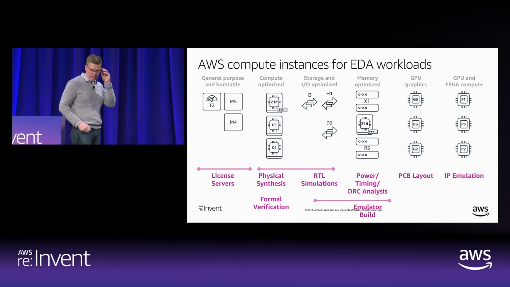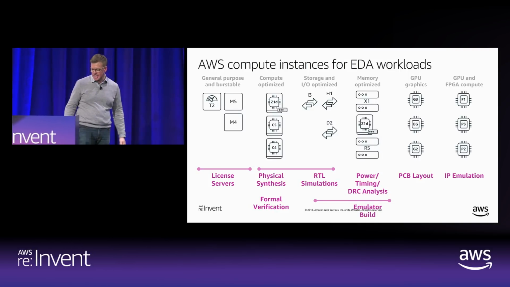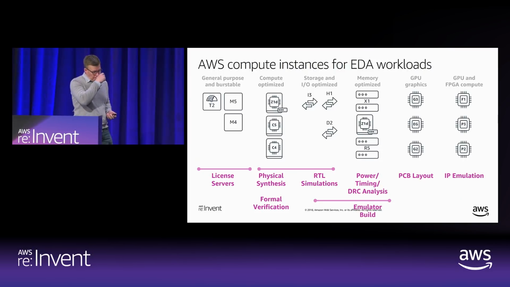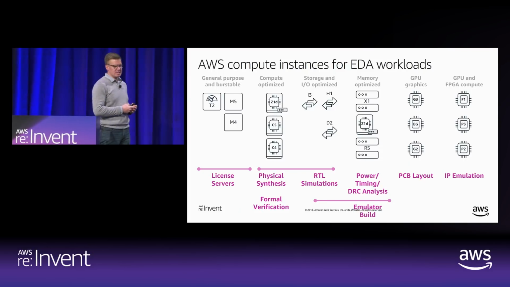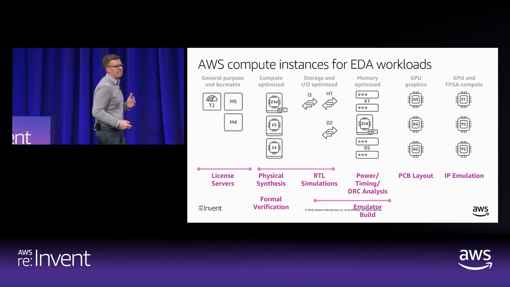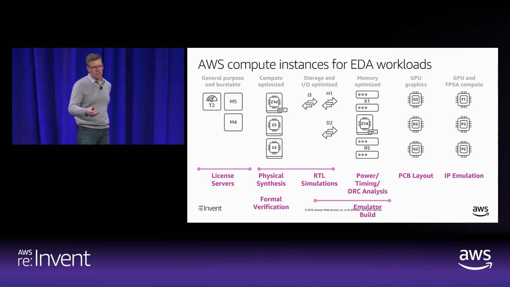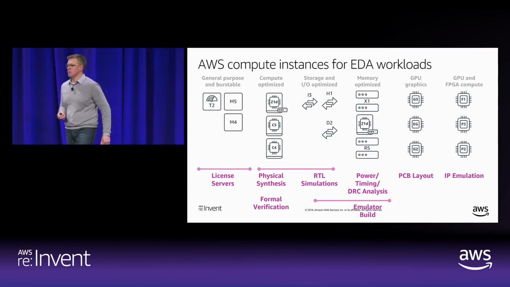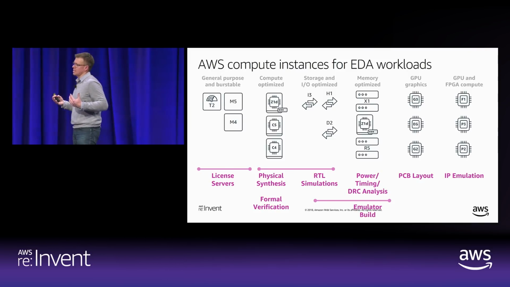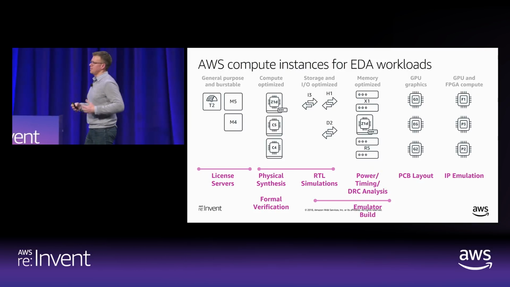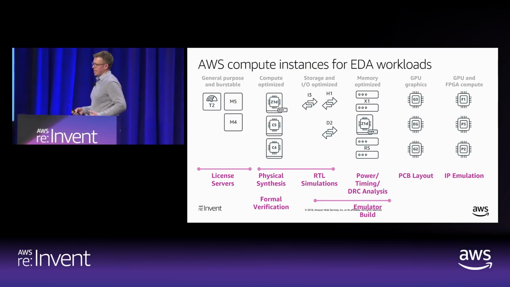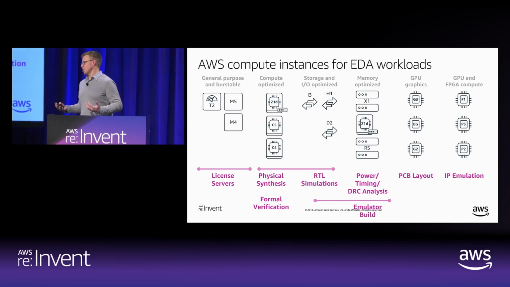So now let's overlay what EDA workloads fall into these categories. We typically use the T2, M5, M4s for these service instances. I listed license servers as an example, but these are instances that are always up and running. They're doing a very minimal task, and they're pretty cost effective.